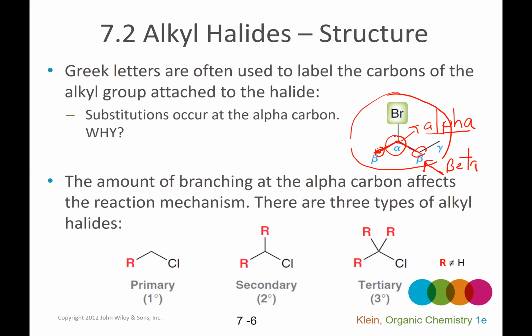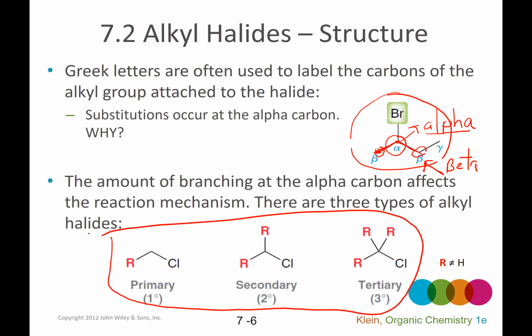The other thing I want to point out is that alkyl halides are classified in a similar way that carbocations are classified. You look at the alpha carbon, the carbon with the halogen attached. If it has one carbon attached, it's primary. If it has two carbons attached, it's secondary. And if it has three carbons attached, it's tertiary, okay? And that could be, instead of a chlorine, you could have a bromine or an iodine or what have you, okay? So it's the same classification scheme that we saw for carbocations, primary, secondary, and tertiary.